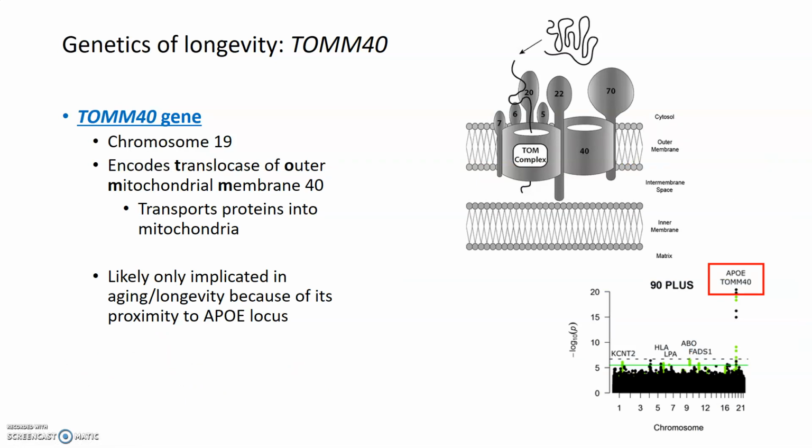In the same locus, or location, on chromosome 19, there is another gene called TOMM40, which encodes the translocase of outer mitochondrial membrane 40 protein. This is just a membrane protein that acts as a channel and allows protein transport from the cytoplasm into the mitochondria. And so you can see that TOM complex here.